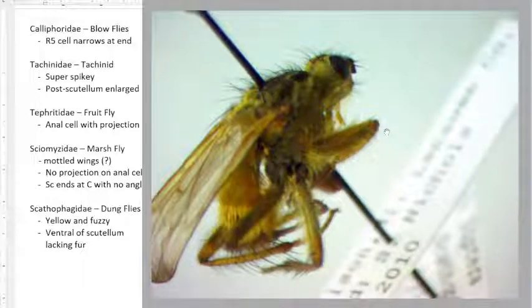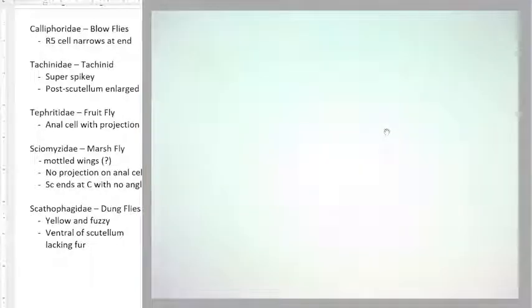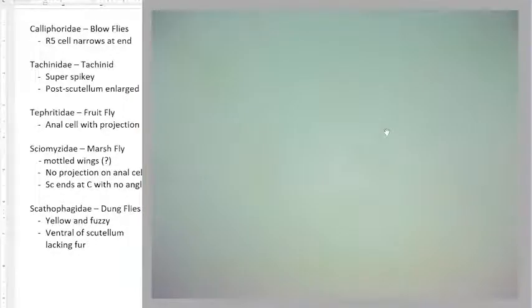Cool. All right, so those are the scathophagids, or the poop flies, the dung flies. We've got one left. This is a small oddball family that I was able to collect in New Mexico. Pergodidae.